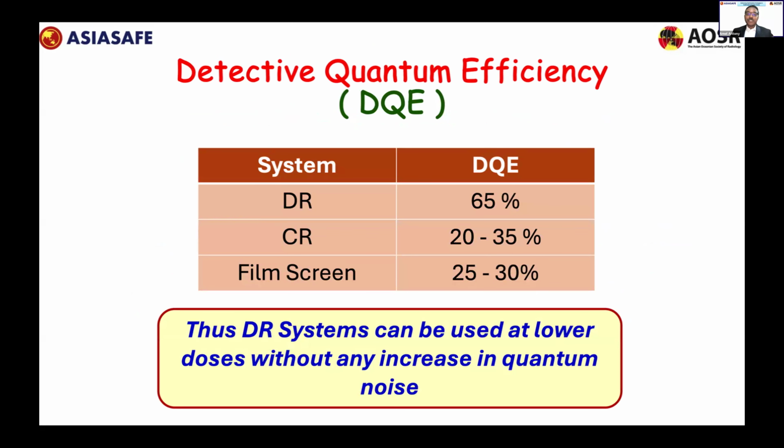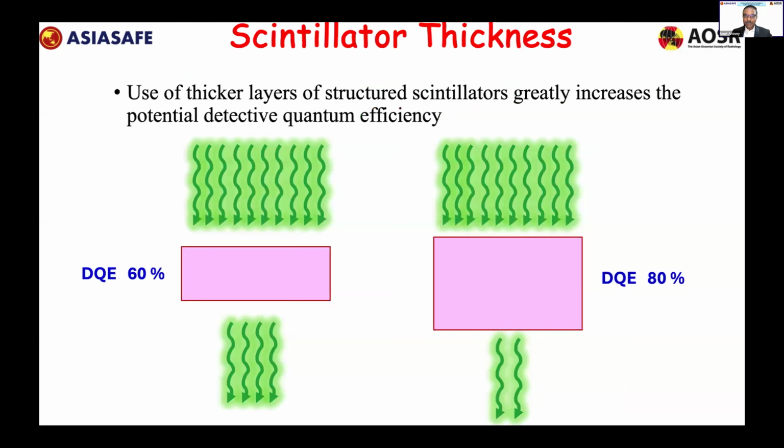So the advantage you can see here between film screen, CR and DR. Film screen has got a DQE of only 25 to 30%, while CR shows improvement, while DR has a DQE of 65%. So that is the reason why we are able to reduce the dose in DR and yet achieve the same sort of contrast and spatial resolution.